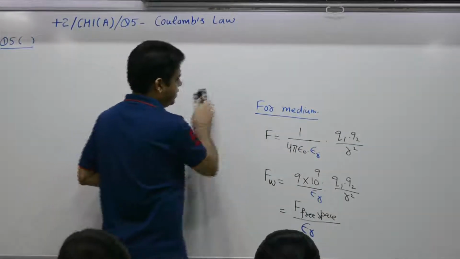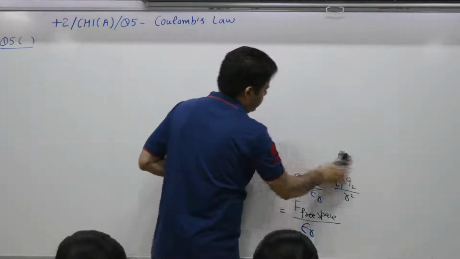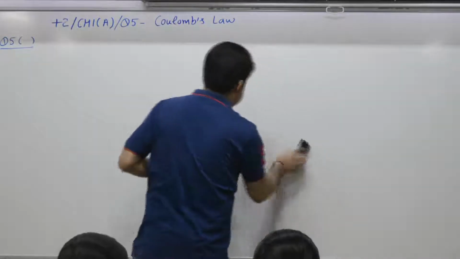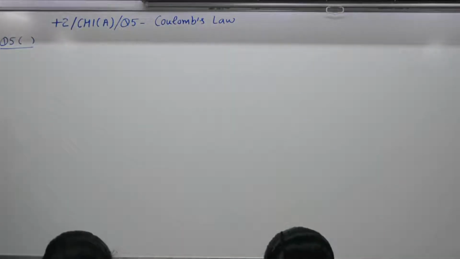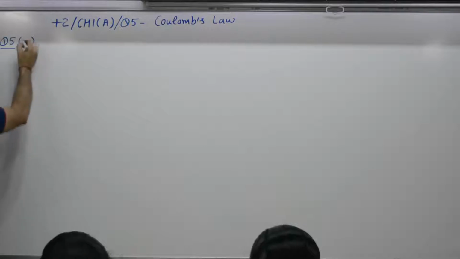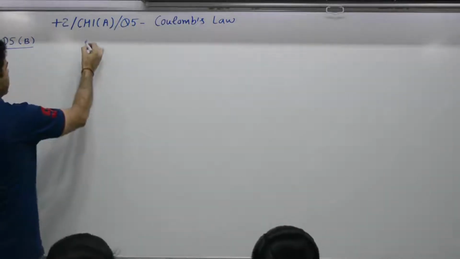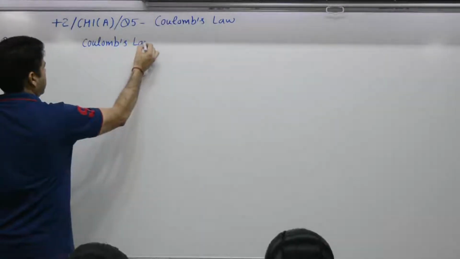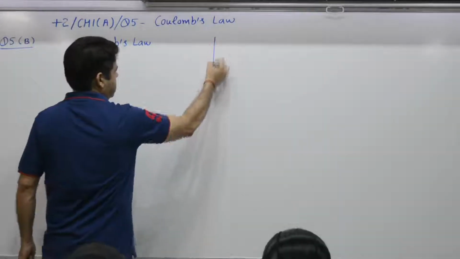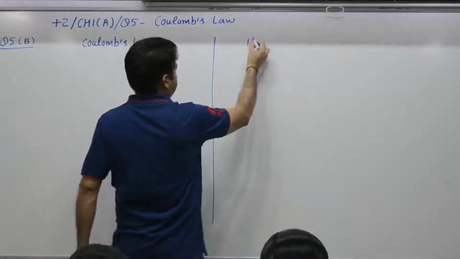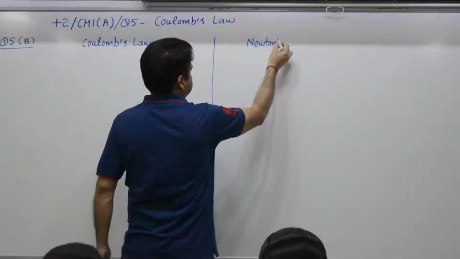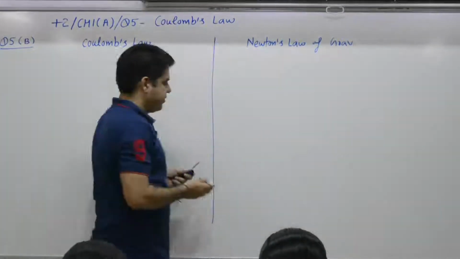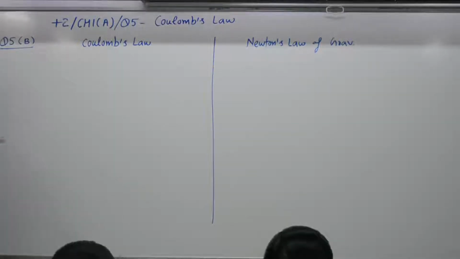The B part of the question deals with what? Comparison. Comparison of what? Coulomb's law for charges and Newton's law of gravitation, point wise. Point number 1.